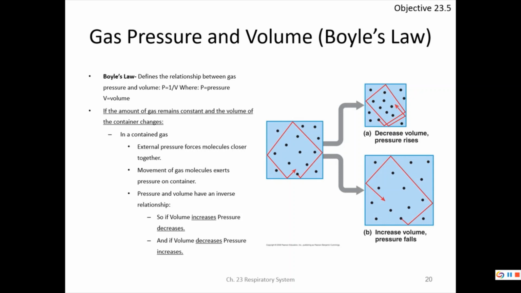When they collide with the surface of the container, they produce what is called the pressure in that container. Now, when they exert a pressure on that container because they're moving and getting forced closer together, when the volume of a container decreases, the pressure goes up. There will be an inverse relationship, okay?